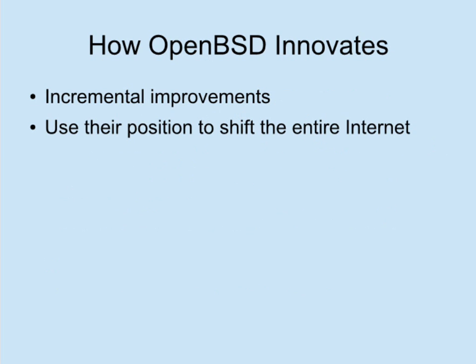So, OpenBSD is more than just security. They use their position to try to shift how the entire internet works. This is the pressure cooker element. They don't go and write entire new features and just drop them in the operating system. They start off small and improve from there.